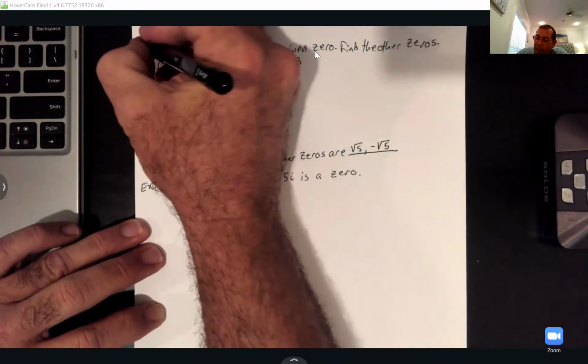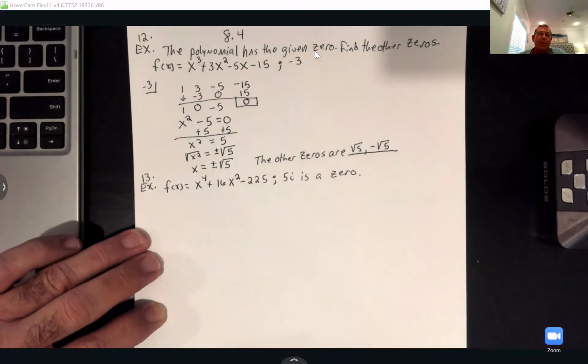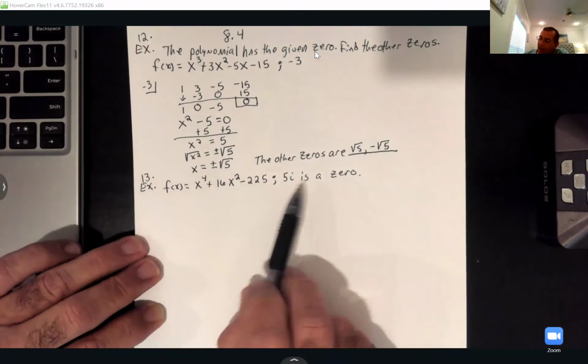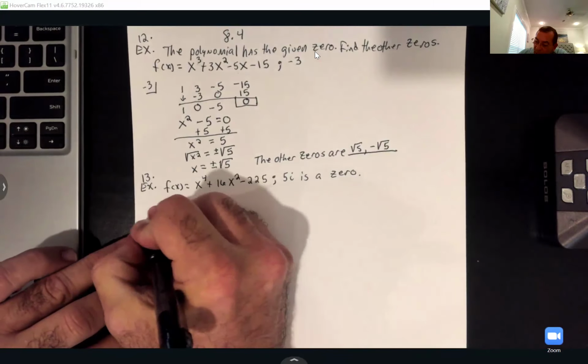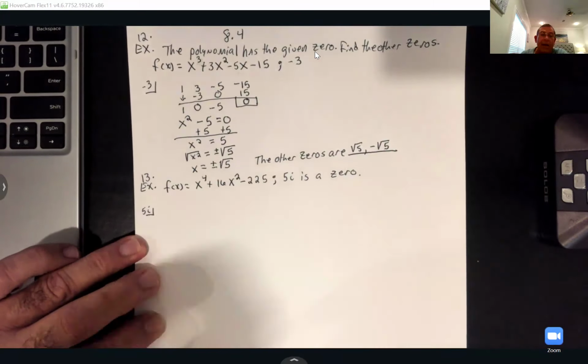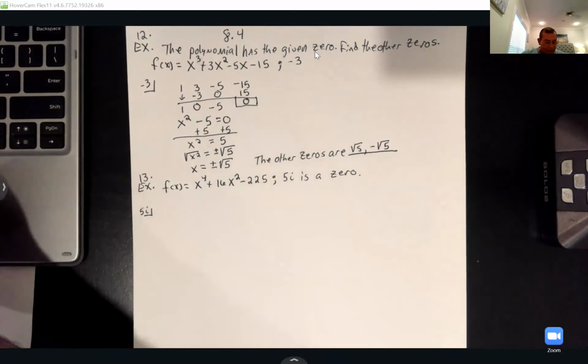So y'all, this would be like number 12 on the homework. And this one will be like your number 13. All right, so they're telling me 5i is a 0, so that's going to be my first one I use over here, 5i. Now, y'all, we got to write out our coefficients.